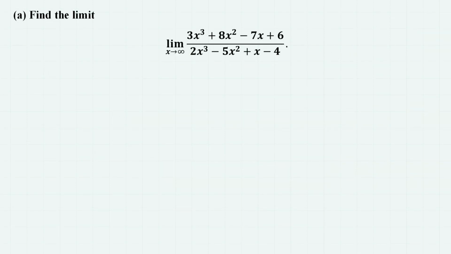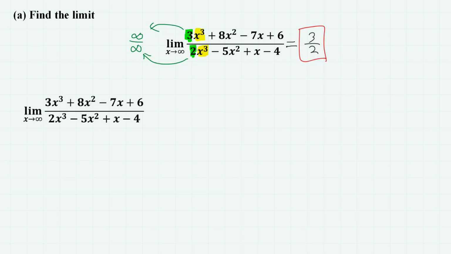So for the first example, we have this limit. This is infinity over infinity type indeterminate limit, where both numerator and denominator becomes infinitely large when x becomes infinitely large. But some of you might already know how to find this limit. The well-known trick is that the limit converges to the ratio between two leading coefficients, in this case 3 over 2.